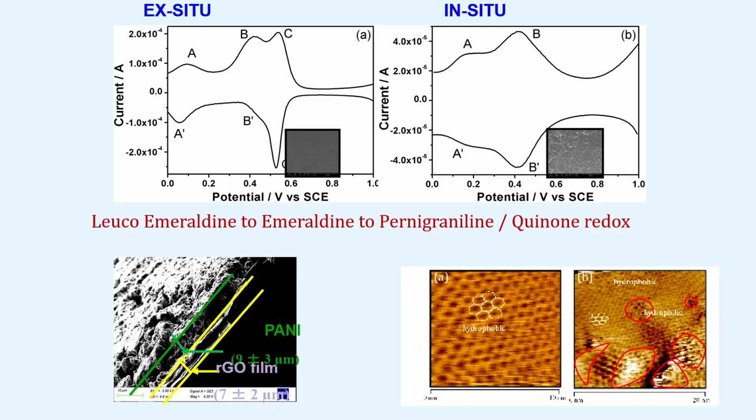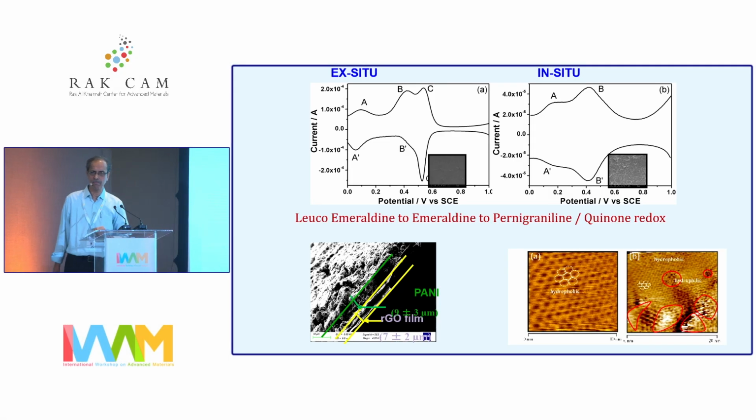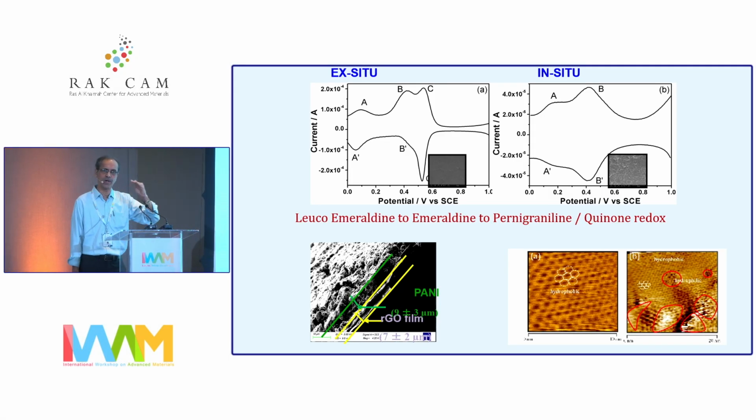What you see on the left is what we call the CV without any pressure applied. You'd have three sets of redox peaks. These redox peaks correspond to what I mentioned earlier: leucoemeraldine to emeraldine, emeraldine to phenylene-quinone, and then there is a quinoid structure. That's what these three redox peaks are.